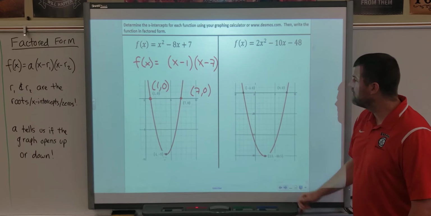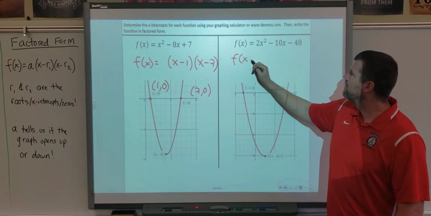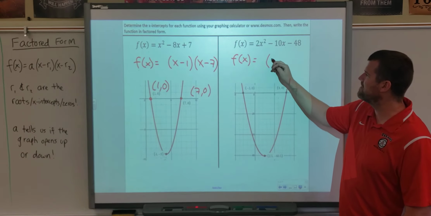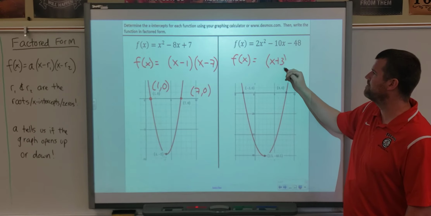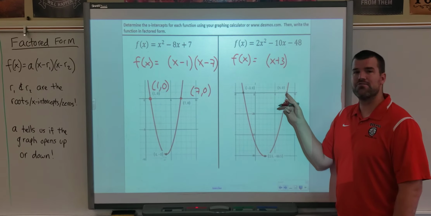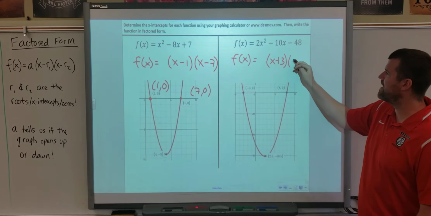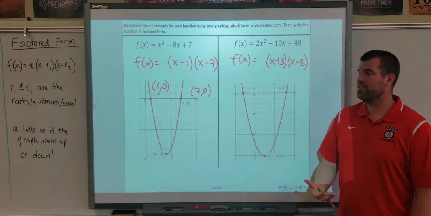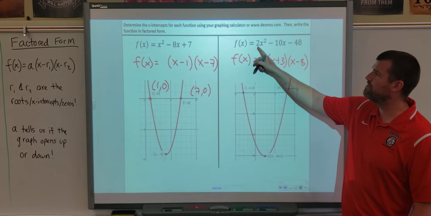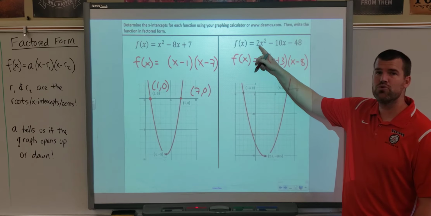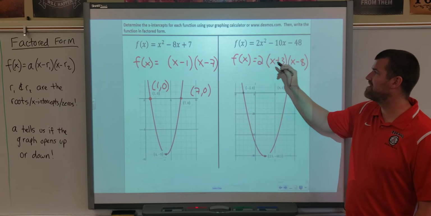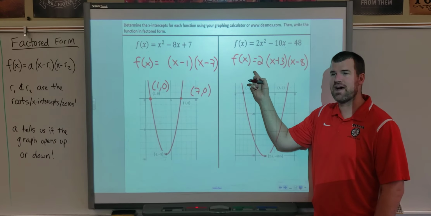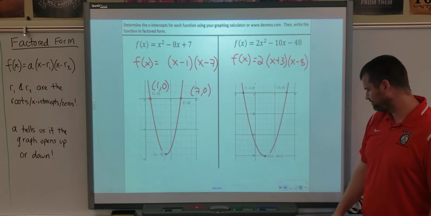The second one, I know my intercepts are negative 3, so my parentheses need to be x plus 3. And then my second intercept is positive 8, so it needs to be x minus 8. But this time we do have an a value other than 1. So if I look at the standard form, I know that the a is 2. And the a in factored form is still the same a. So if this a is 2, then our factored form will also have an a value of 2.